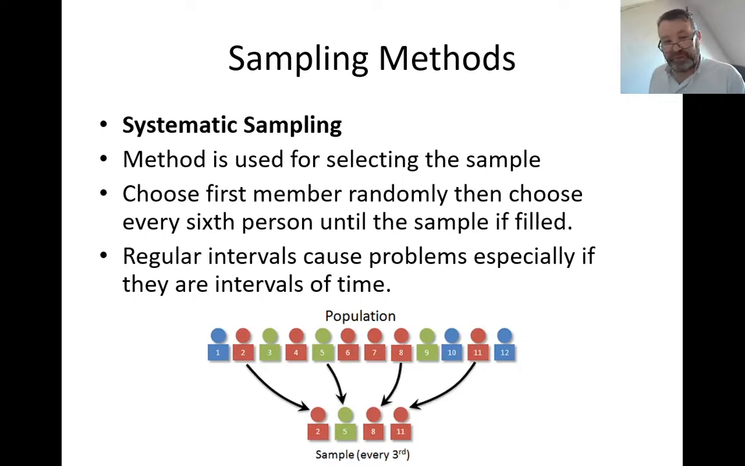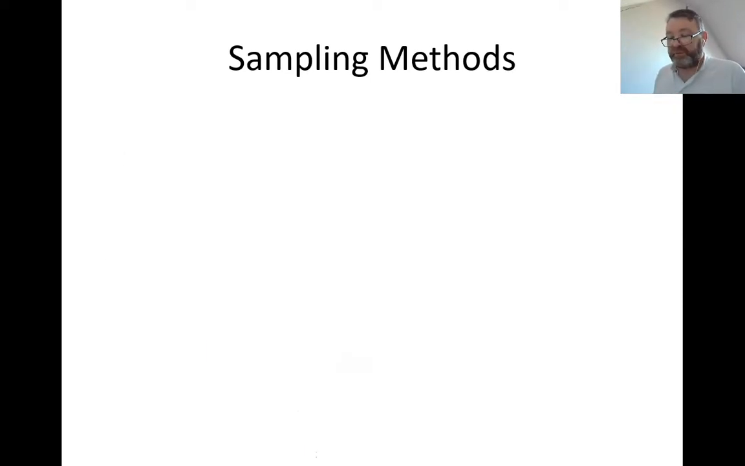Every third person. All right, so you select one at random, let's say number 2, and then you take the 5th one, the 8th one, and the 11th one, and you end up again with your sample. But look at this sample here. Again, this sample is biased, right? No personal bias, but it's biased because it has 3 red individuals and 1 green. Blue didn't even get a look in. So we cannot say that this sample fairly represents the population from which it came. It doesn't do what stratified sampling did in the previous one.